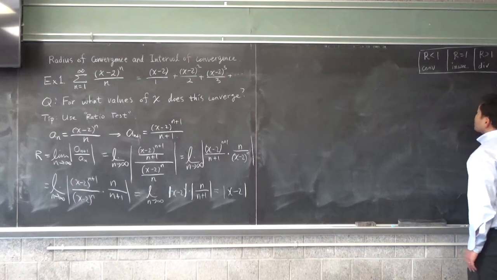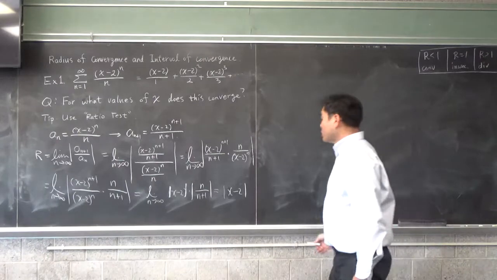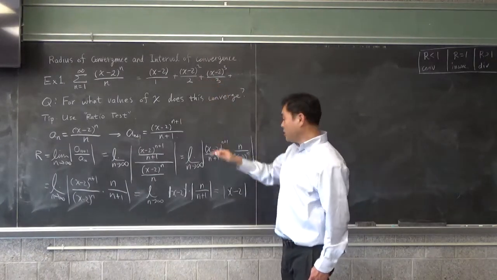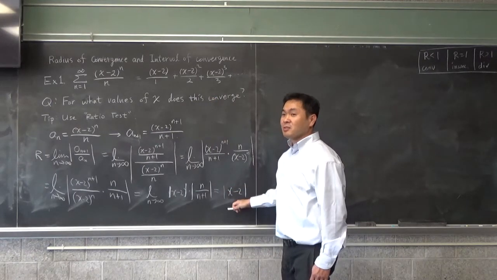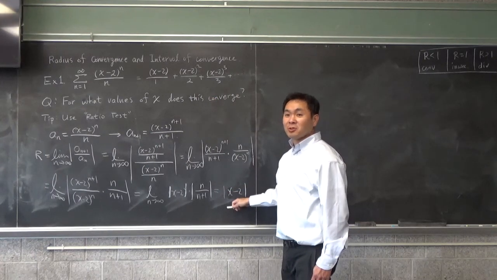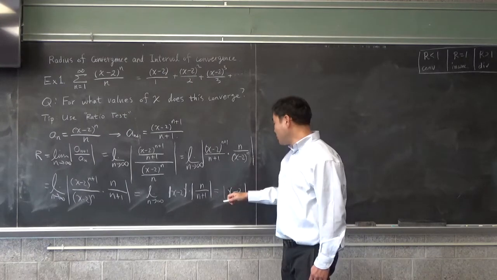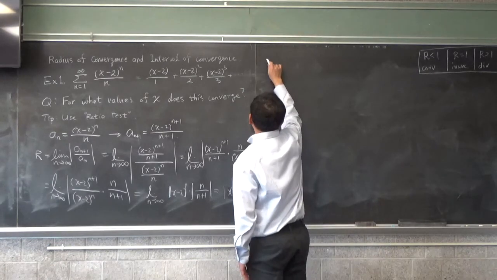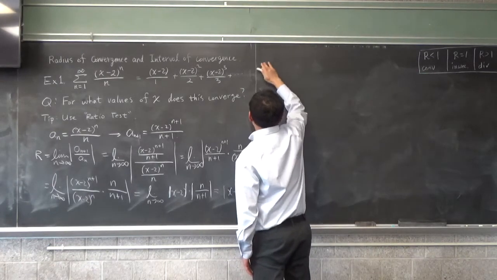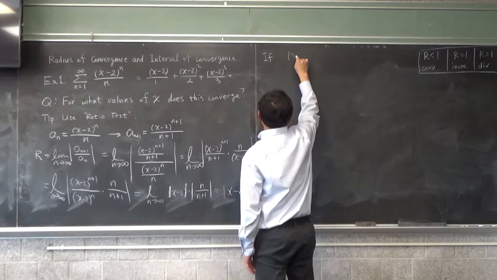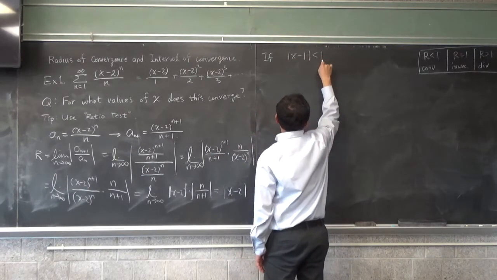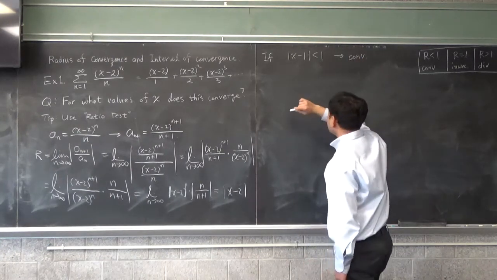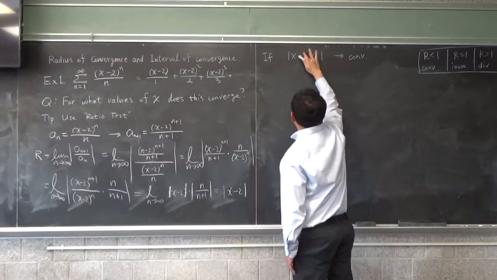So because of this, here's what we know. If this is less than 1, then the original series converges. If this is equal to 1, then we don't know. We'll have to do other tests, okay? But if it's bigger than 1, then it definitely diverges, right? So if the absolute value of x minus 2 is less than 1, we know that the series converges.